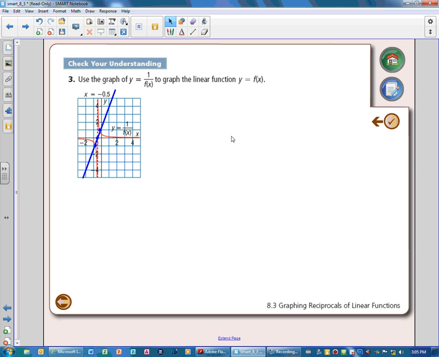Okay, use the graph of the reciprocal to draw that linear function. Done. So I hope this was okay for you. I hope that you were able to follow along, and please ask me any questions that you need to in the next class that we have together. Thanks.